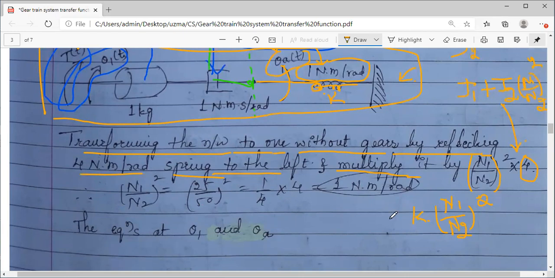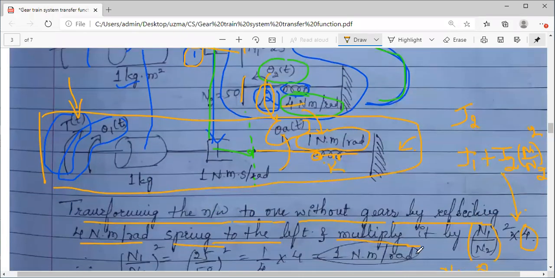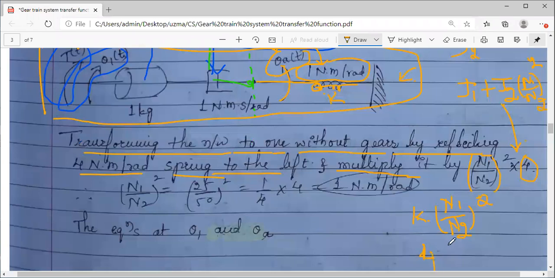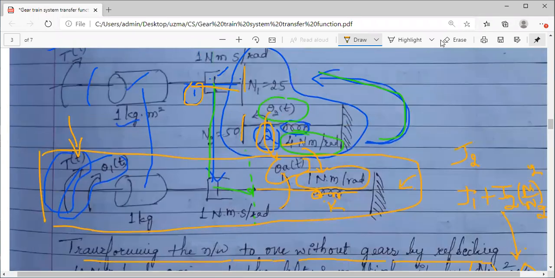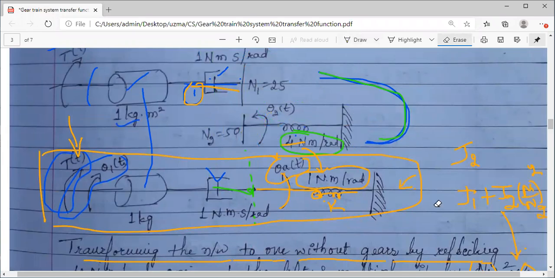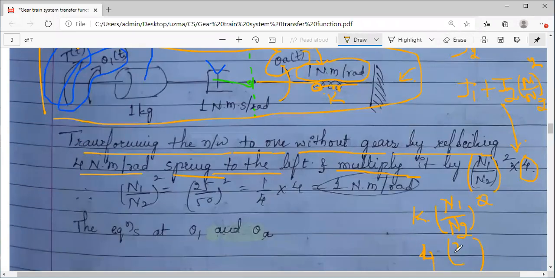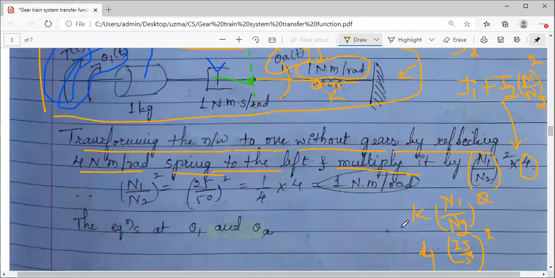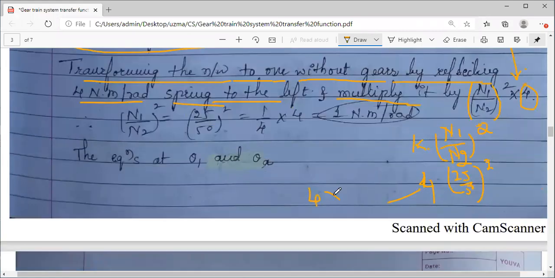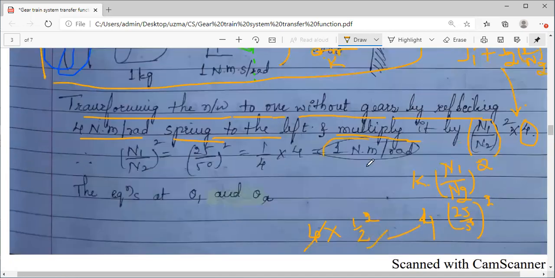So this K in your given question, you can see 4 is given. So let me take that 4 K and N1 by N2. So what is N1 and what is N2? You can see N1 is 25, N2 is 50. 25 by 50 whole square. So 25 by 50 is 1 by 2. If you solve it further, what will you get? 4 into 1 by 2 square. So 1 by 2 square is 1 by 4. So 4 cancels. The value you will get there is 1 Newton meter per radian.